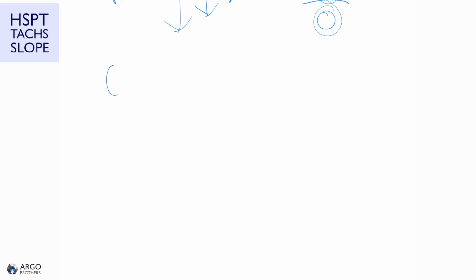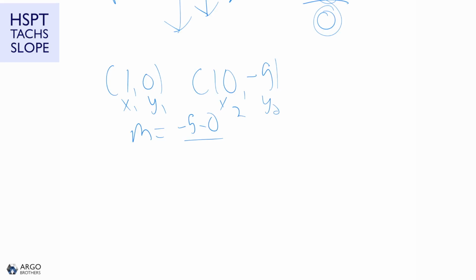Find the slope between these 2 points, (1, 0) and (10, -5), and tell me if it's positive or negative. Okay, so m equals, well, let's label this x1, y1, x2, y2. That's y2 minus y1, which is -5 minus 0, over x2 minus x1, which is 10 minus 1. So that is -5 over 9, and that is a negative number, so it's a negative slope. It's not drawn to scale, but it's going to be a line going downward from left to right.